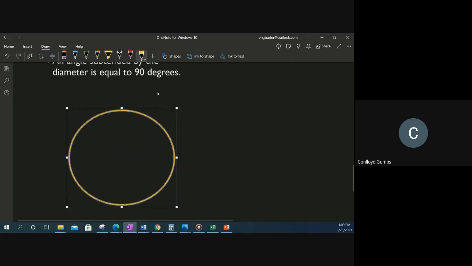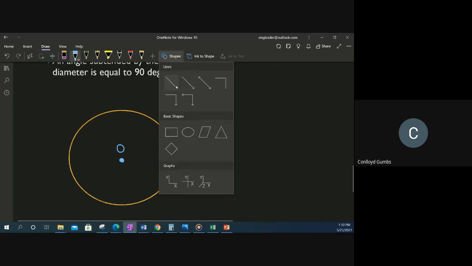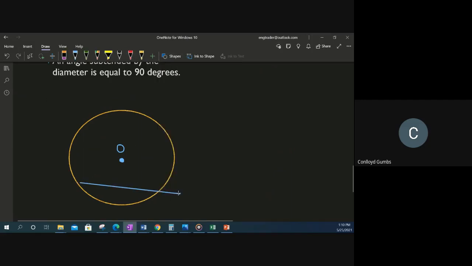So let's say we have this circle here now. We say that the center is here, typically called O. All right. So now we're going to have a few situations here. So let's say we had this line going across here. This here is our chord.